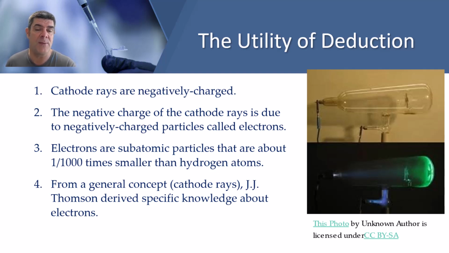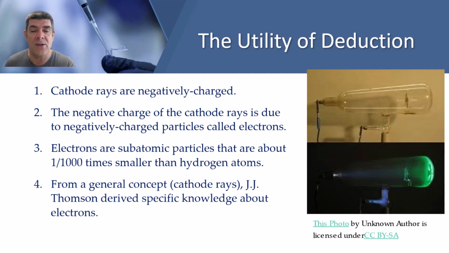However, through careful experimentation and data analysis, Thomson discovered that atoms were composed of subatomic particles. One type of subatomic particle was negatively charged and was called an electron. What J.J. Thomson showed was that cathode rays were negatively charged. He carried out experiments and worked out that the way that the cathode rays were behaving indicated that they were negatively charged. The negatively charged cathode rays were due to streams of negatively charged particles called electrons.